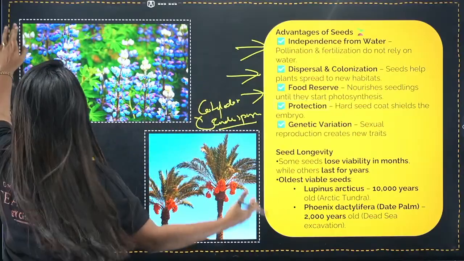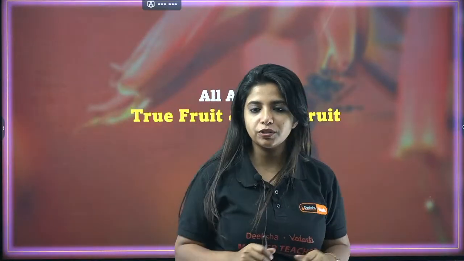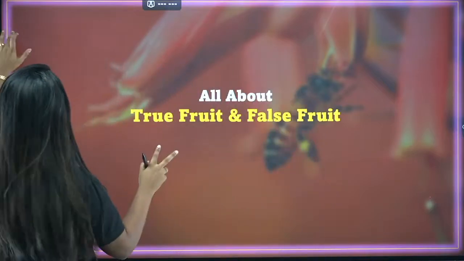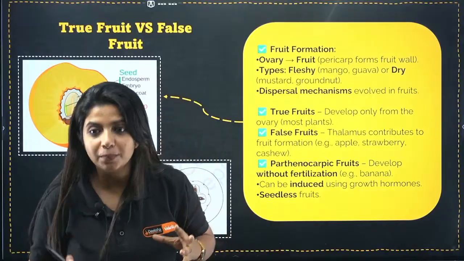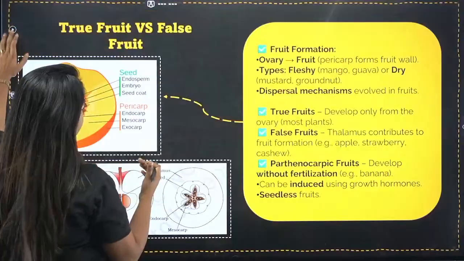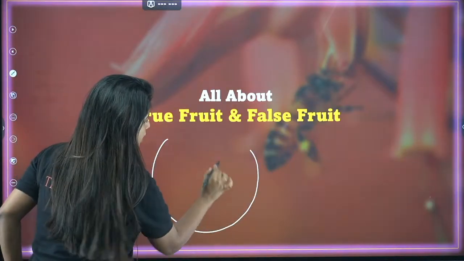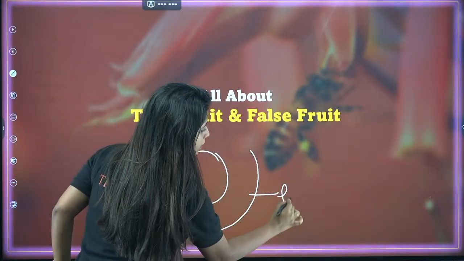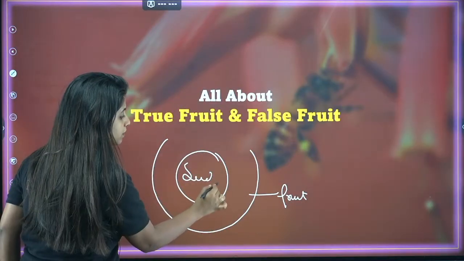Okay, cool. And now we go into fruit, and also we'll talk about false fruit. Listen to me carefully. There are two types of fruits: true fruit and false fruit. What do you mean by that? Generally, we get fruits when the ovary and the ovule are there. The ovary becomes the fruit, and the ovule becomes the seed. That is the basic logic.